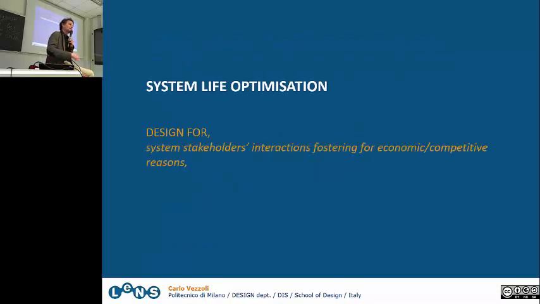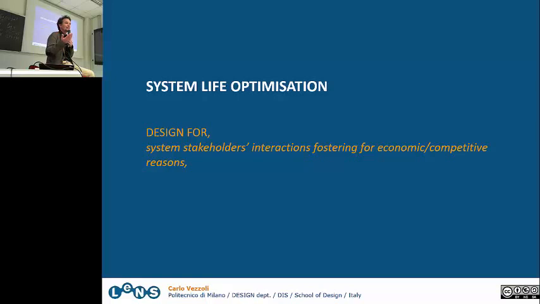But here I want to say a few things about each of those very briefly. So, system life optimization, to remind you what the meaning of these criteria was when we explored them in product lifecycle design. It means to design for system stakeholder interaction. Remember this, we are designing first the system stakeholder interaction, then the technology, okay? System stakeholder interaction, fostering, for economic and competitive reasons, what?